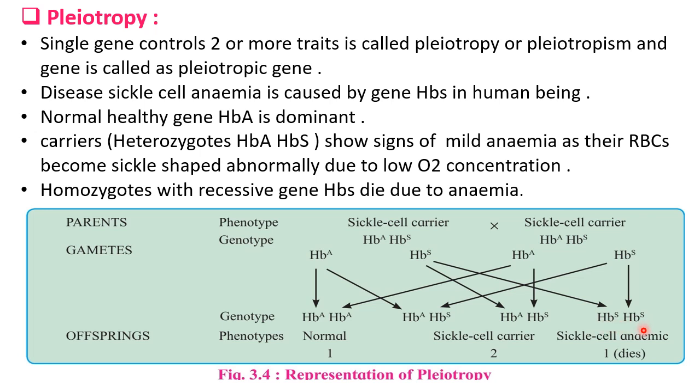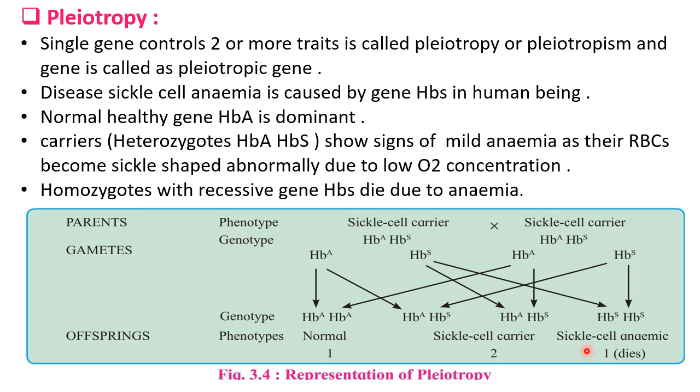So here we get the ratio, that is normal offspring having dominant genotype in the ratio of 1. Then we get two sickle cell carriers which show mild signs of anemia. And lastly, we see that the lethal gene is present in homozygous condition. So this individual having the genotype HBS HBS dies due to the disease sickle cell anemia. Sickle cell anemia means there is deficiency of oxygen in RBCs, due to which the individual dies.